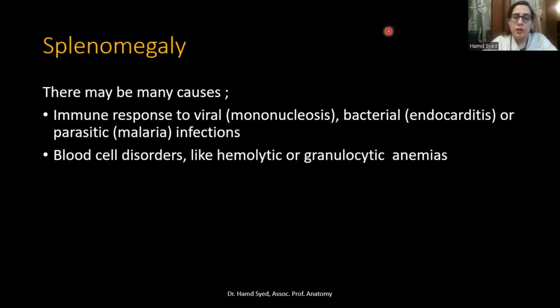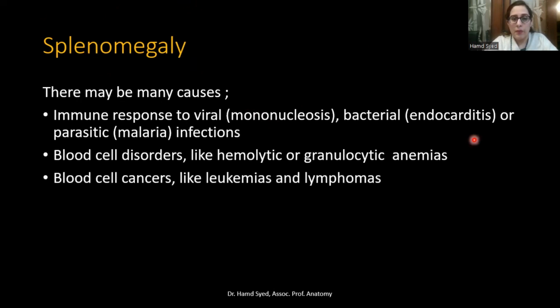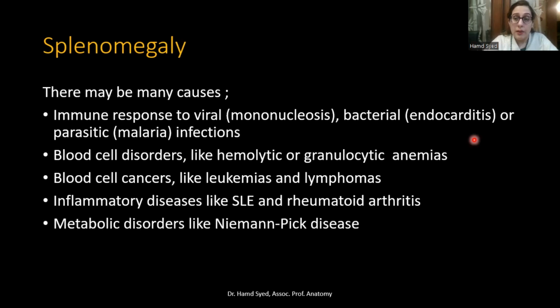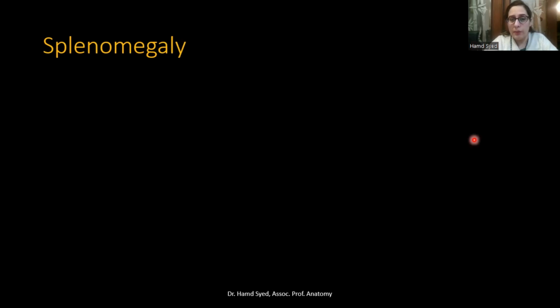Blood cell disorders such as hemolytic or granulocytic anemias can cause an enlargement of the spleen. Blood cell cancers like leukemias and lymphomas can also lead to splenomegaly. And also inflammatory diseases like systemic lupus erythematosus and rheumatoid arthritis. Metabolic disorders can also cause splenomegaly, and liver cirrhosis and hypertension is another cause of splenomegaly.